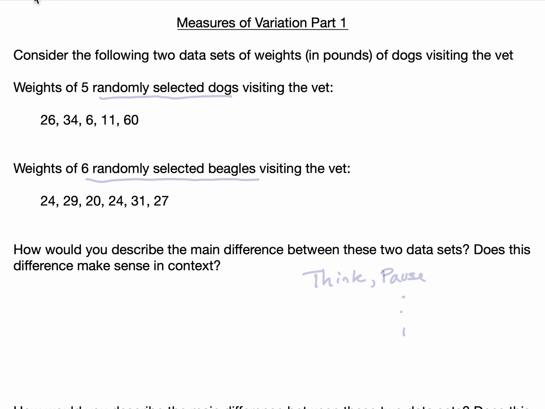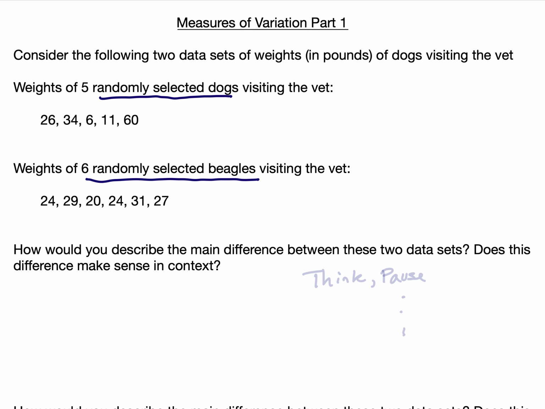In this video, we're going to talk about measures of variation. So I'd like you to consider the following two data sets of weights in pounds of dogs visiting the vet. The first data set is the weights of 5 randomly selected dogs visiting the vet, and there are those 5 weights below in pounds. And the second data set is a set of 6 randomly selected beagle dogs visiting the vet. So there's 6 weights of beagle dogs visiting the vet, again in pounds.